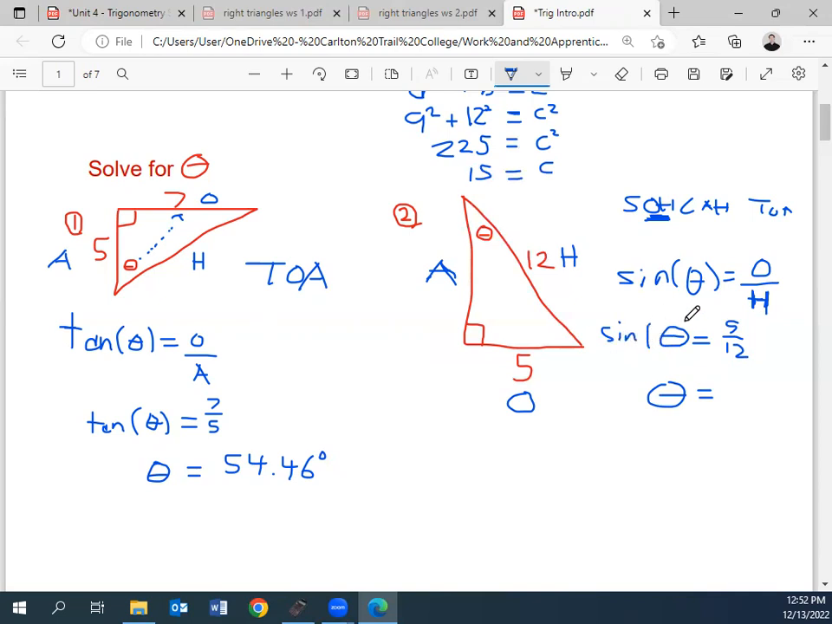What did you get? 24.6? 24.462? Okay, that sounds right. And if you ever end up with a 0.00 something, you know you didn't take the inverse of it. You didn't do that second function. Is that making sense on how to identify the triangle? It's figuring out which equation we use and then substituting it in, and that's going to tell us our angle.